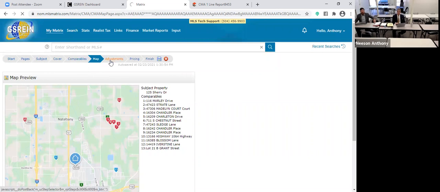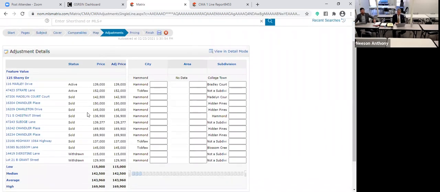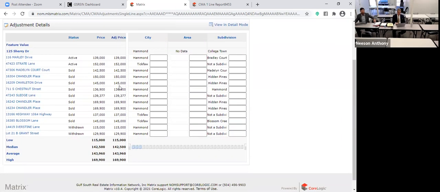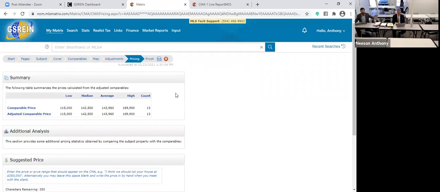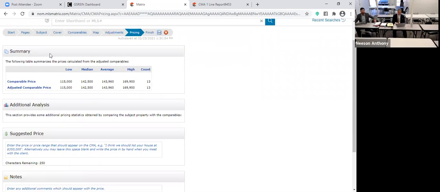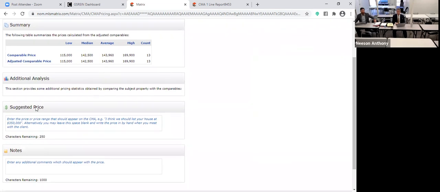We're at the adjustment stage. So again, this is where you could come in and start adjusting your pricing. Okay, I'm not dealing with any of that. On pricing, it gives me all of my stuff. It summarizes them all together of here's the low, here's the median, here's the average, here's the high, right? And this is where you get in here and says, you can start providing some more info. So here's the suggested price.